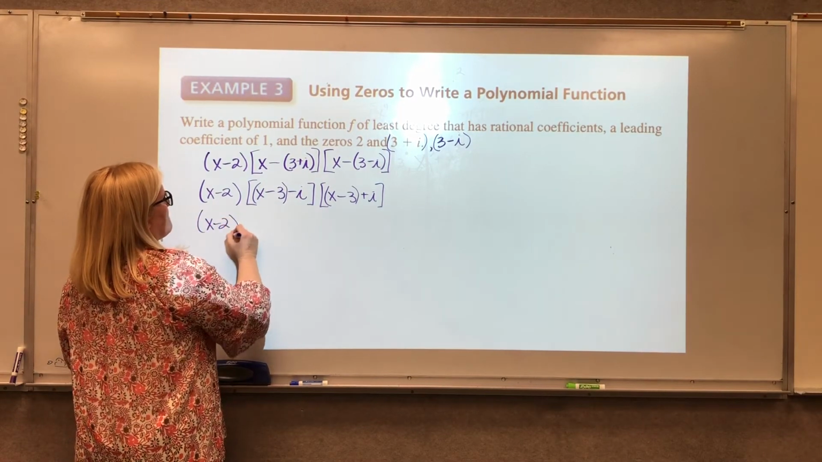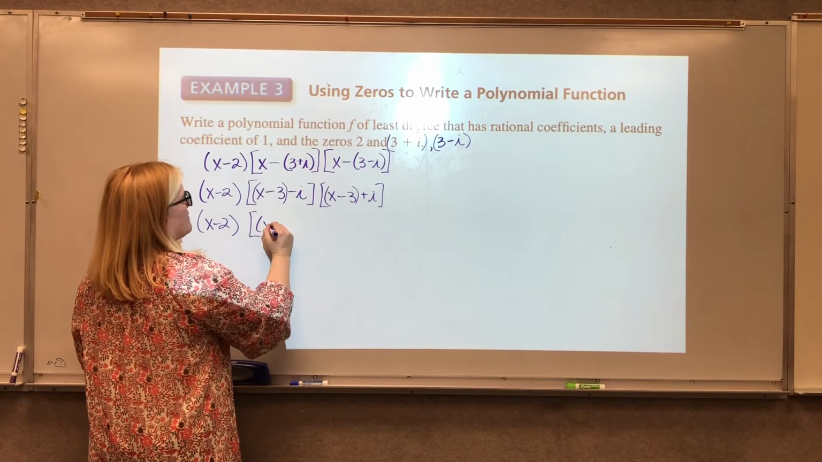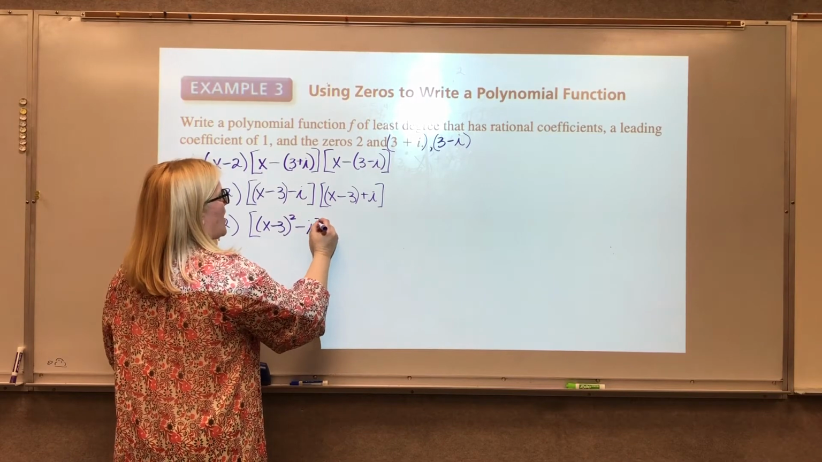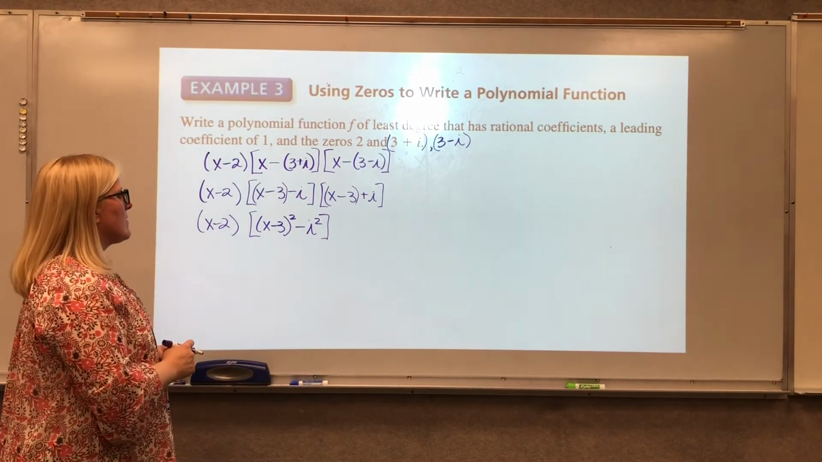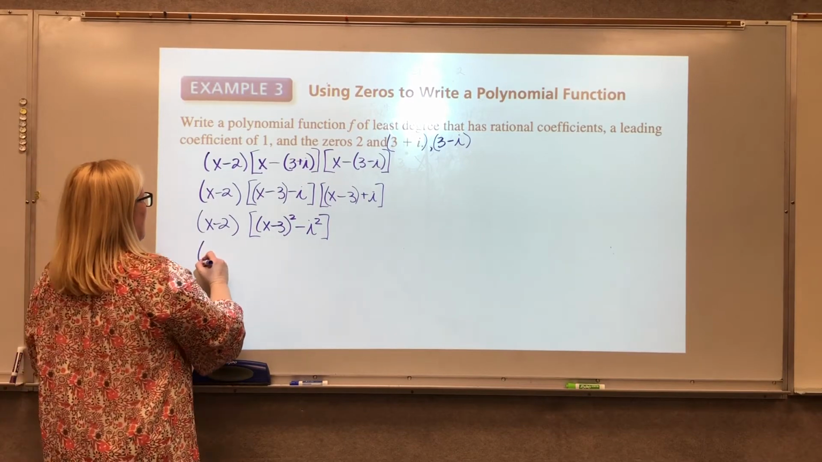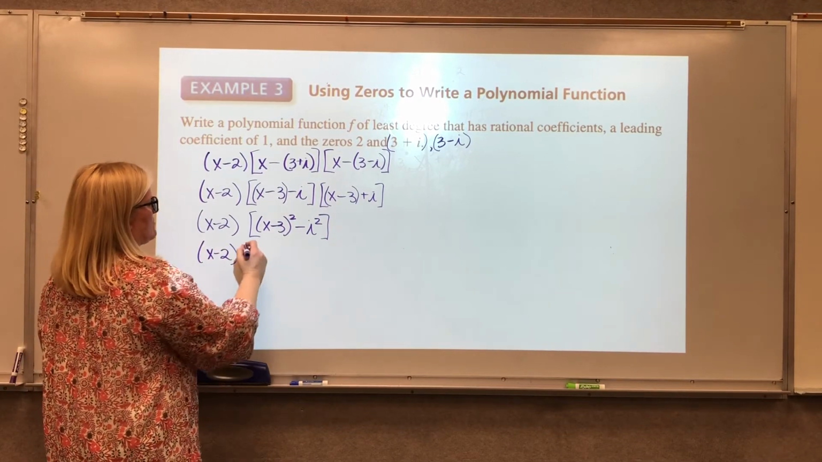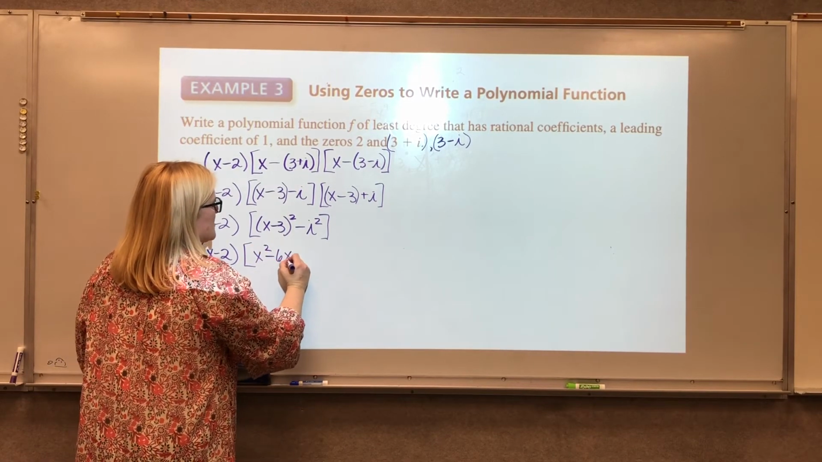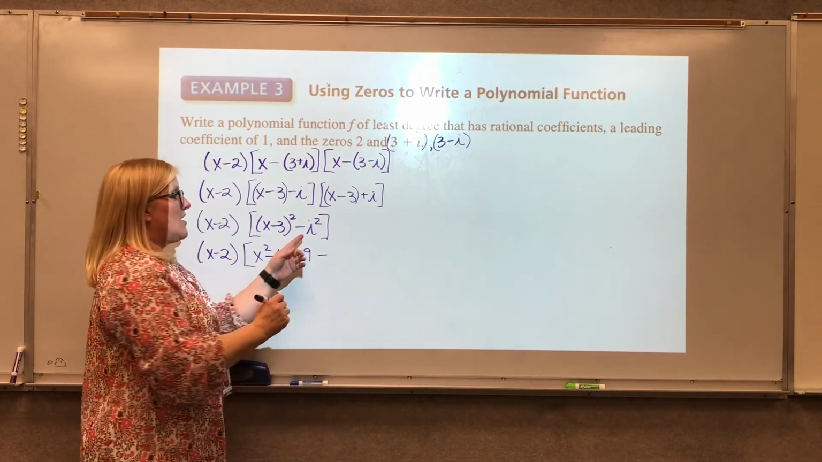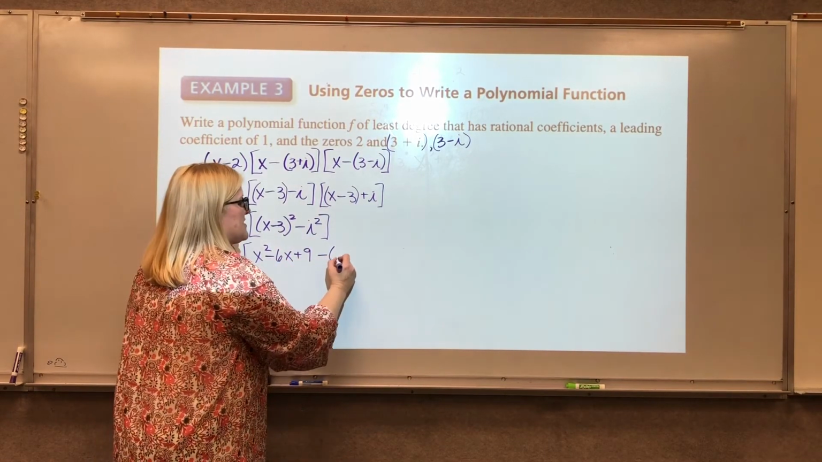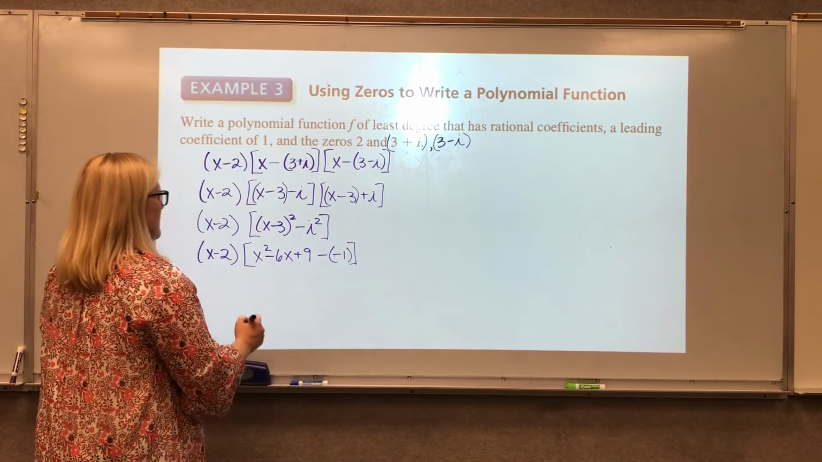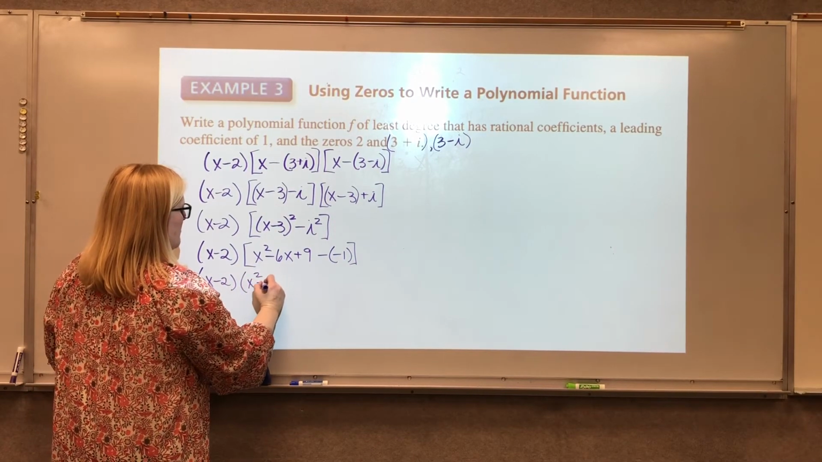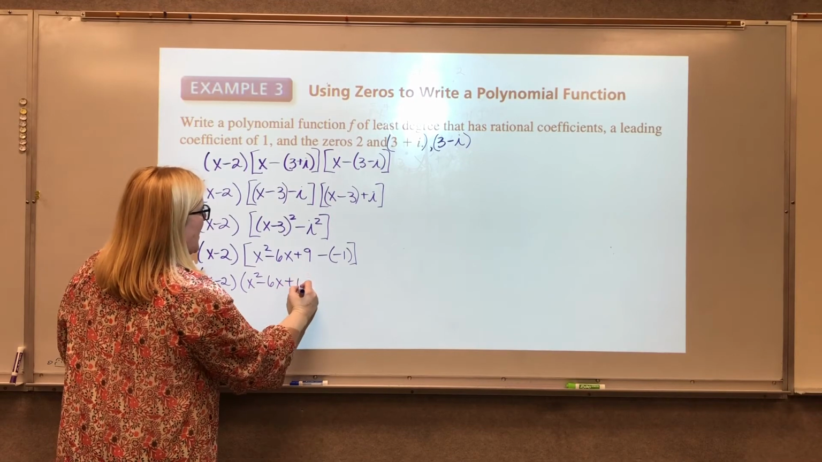So I take the square of the first one minus the square of the second, which is i squared. Now we just start cranking things out. Okay, x minus 3 squared is x squared minus 6x plus 9, minus i squared is negative 1. So this is actually going to be x minus 2 times x squared minus 6x plus 10.